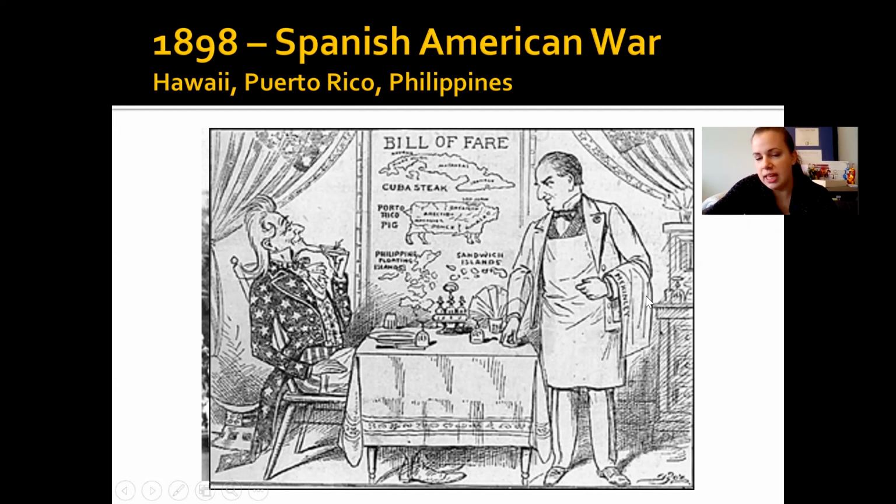President McKinley is the president during the Spanish-American War, and in this political cartoon, we see a conversation between Uncle Sam, representing America, ordering from President McKinley where he wants to go next for his imperialism. Does he want something from Cuba, or more from Puerto Rico, or even the Philippines? So it shows that the United States is looking at this as a place where they can order it and consume all of their natural resources.